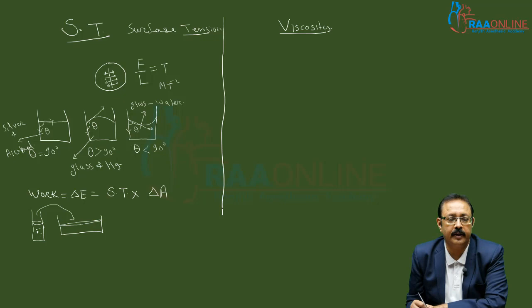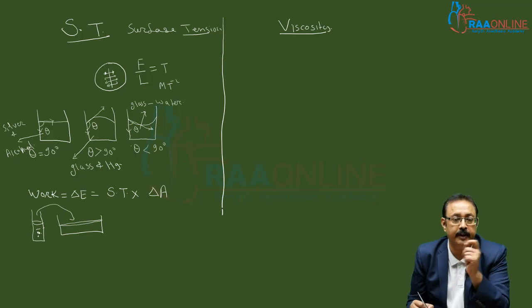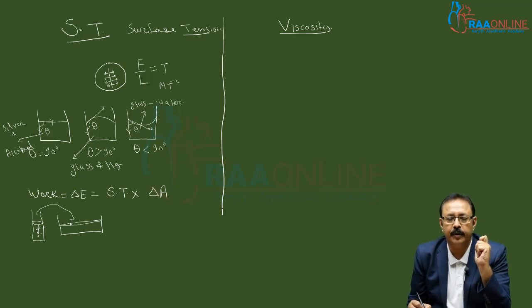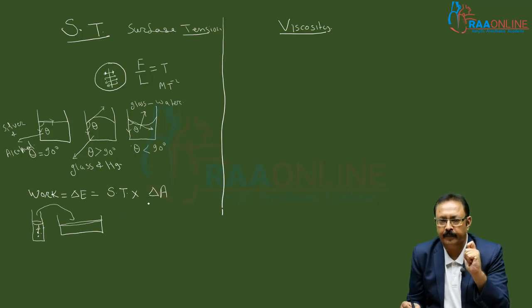But molecules were attracted by the molecules which were nearby. If a molecule is going up, that attraction between two molecules will oppose. You have to work against that force. It means you have to spend your energy. It is stored in the form of potential energy. And that energy we can calculate by the formula: surface tension into change in area.